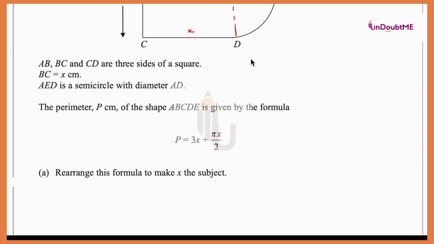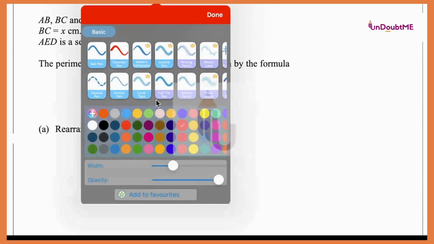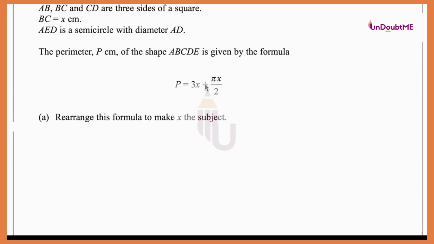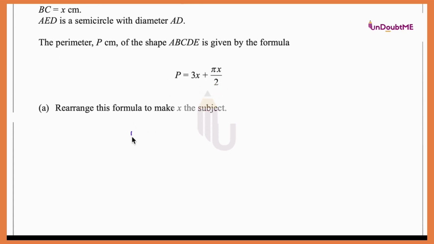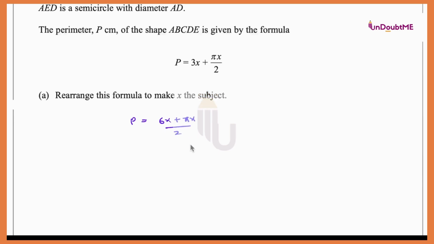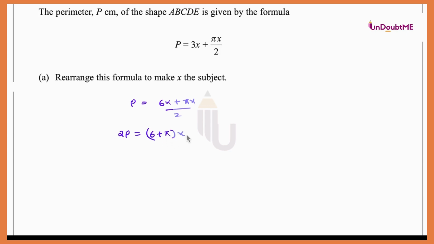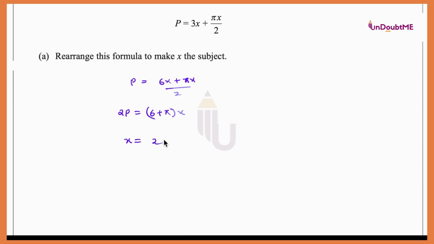Rearrange this formula to make x the subject. The first question is pretty direct. We don't have to use the diagram at all. We just use this equation and make x the subject. First, on the right hand side I'll take the LCM, so it will be 6x plus pi x over 2. Then multiplying both sides by 2 gives 2p is equal to 6 plus pi times x, and then dividing by 6 plus pi gives 2p over 6 plus pi is equal to x. That will be the answer.